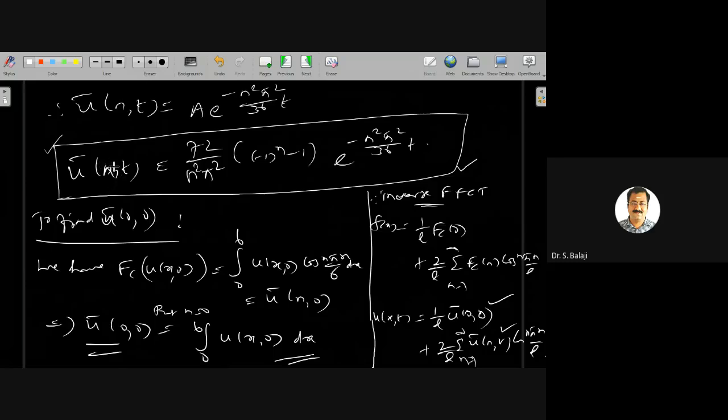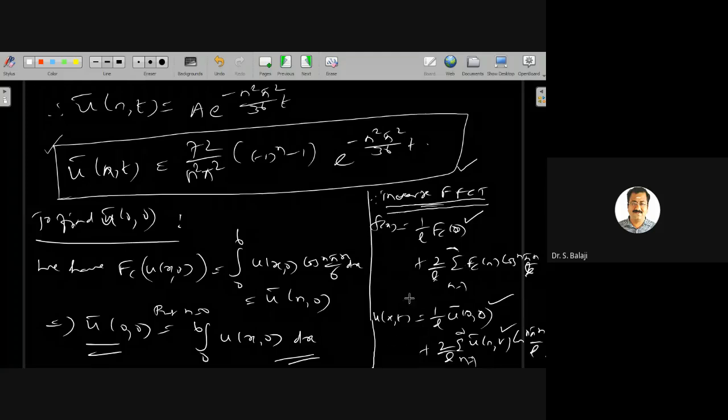Then you can take the inverse Fourier cosine transform. But one thing you have to remember in the inverse finite Fourier cosine transform: how can you write the original function f of x? We require the n equal to 0 term. f of x equals 1 by L fc of 0 plus 2 by L summation n equal to 1 to infinity fc of n cos n pi x by L. Here fc of 0 is the Fourier cosine transform at n equal to 0.